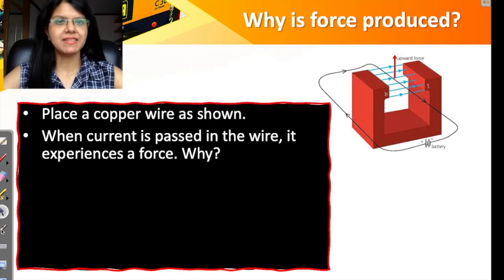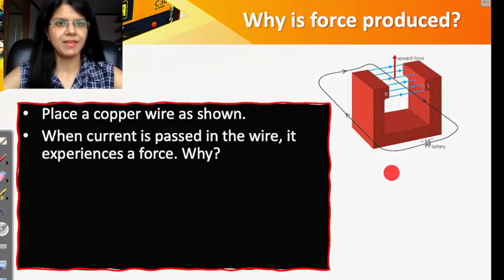Now let's understand the setup which is shown on the screen. You see a setup here, right? Focus on the setup. What do you see in this setup? You see a horseshoe magnet with its two poles, north and south pole, and in between these two poles you have a wire passing through, right? You place a copper wire as is shown here. When the current is passed in the wire, it experiences a force.